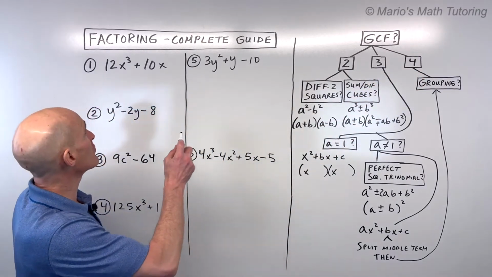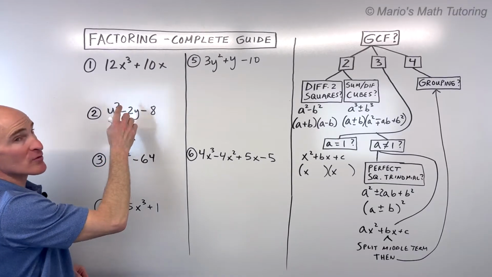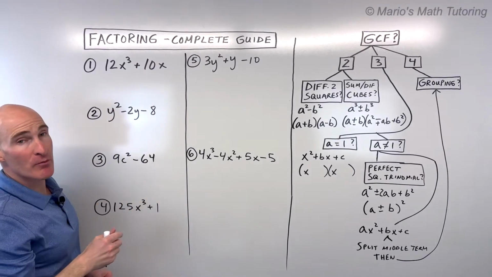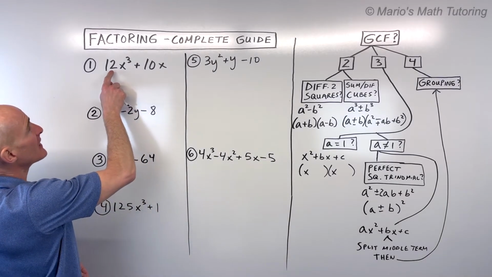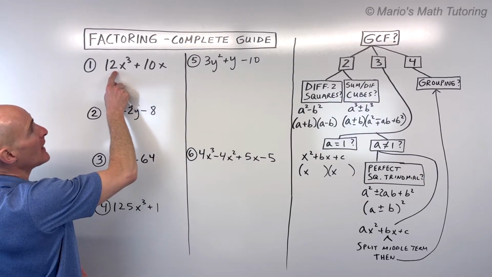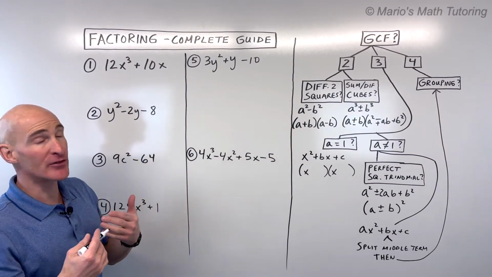So let's look at the first problem. In this case, is there something I can divide out of these terms? Remember, the terms are separated by plus or minus. It's basically a group. And when I look at these 2 groups, I see that they could both be divided by 2, and they both have at least one x in common. So I'm going to factor out the 2x.